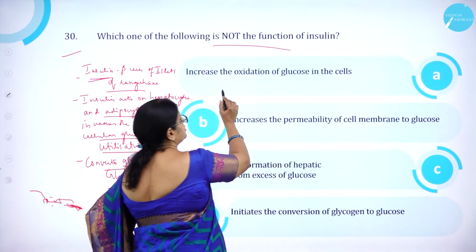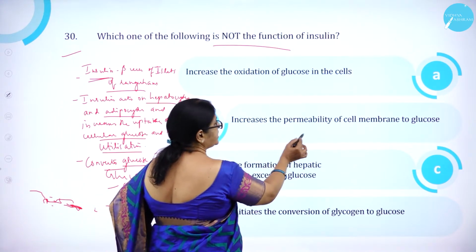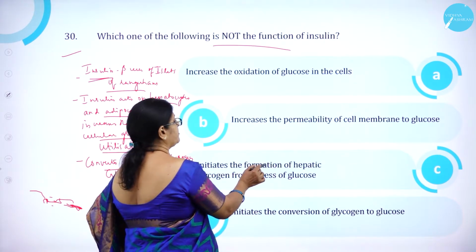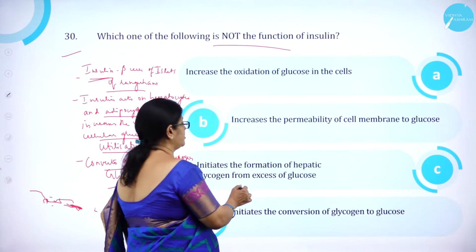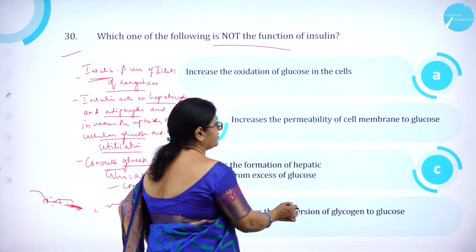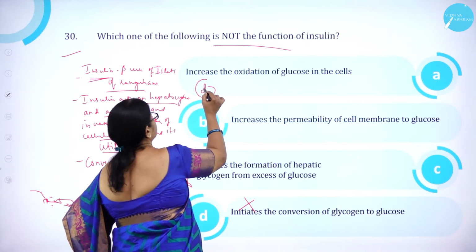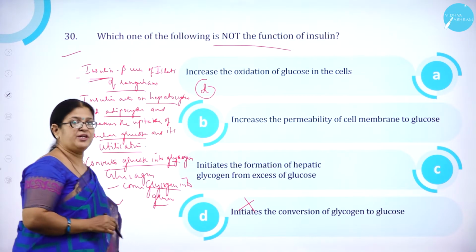Increase the oxidation of glucose in the cells is the function. Increases the permeability of cell membrane to glucose is the function. Initiates the formation of hepatic glycogen from excess of glucose, correct. Initiates the conversion of glycogen to glucose is wrong. So, option D is not the function of insulin.